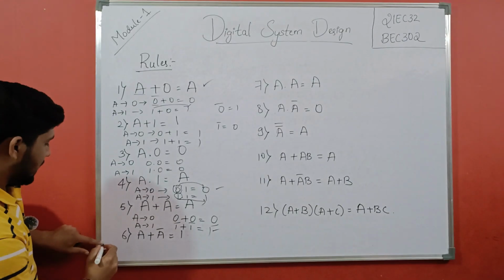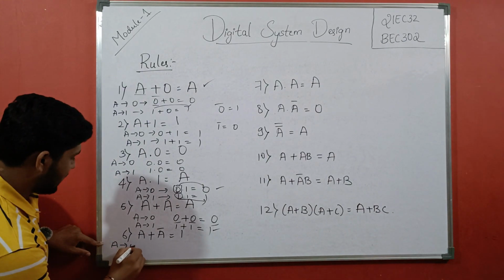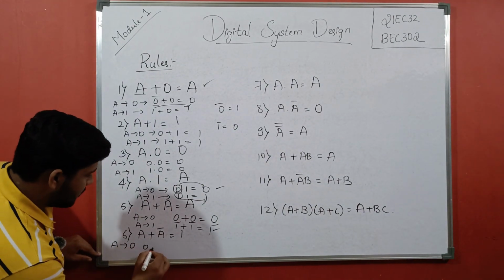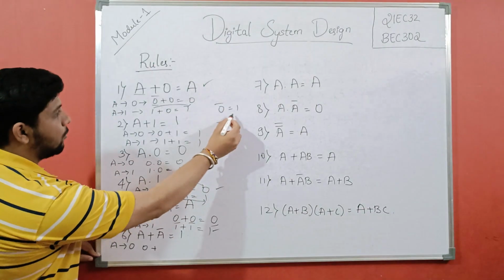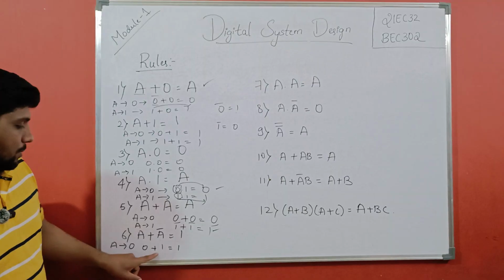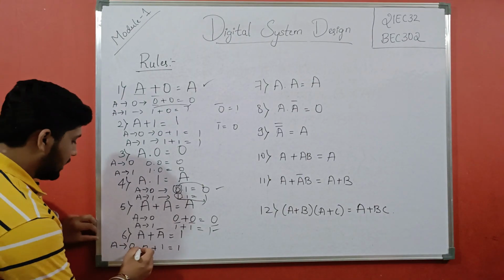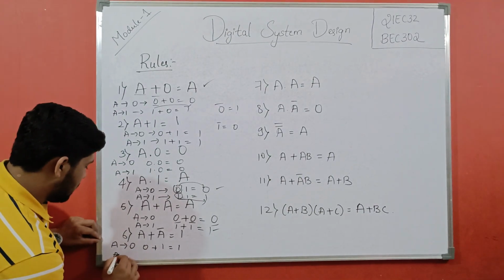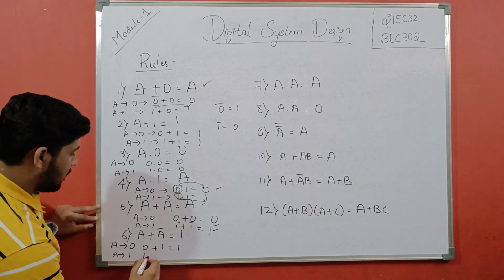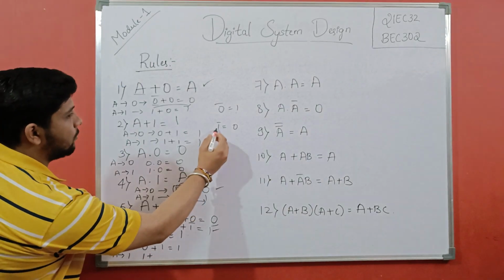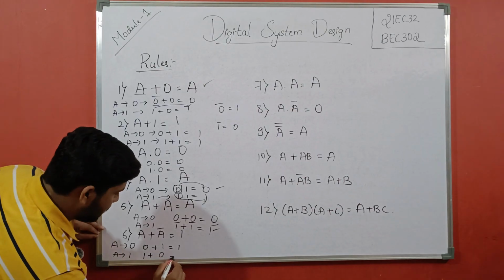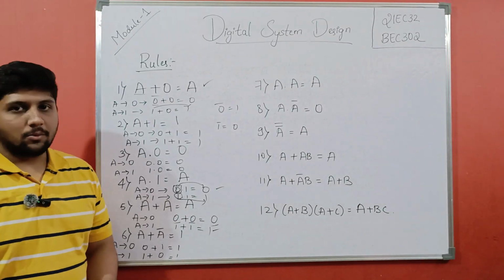Now if I take A to be 0 here, in place of A I can write 0, and A bar is what? 1, so the result is equal to 1. Am I getting the same thing? So 0 plus 1 is 1, which is true. We'll take A to be 1 here. In place of A, I can write 1, and A bar, if A is 1, so 1 bar is actually 0. So 1 plus 0 is actually 1. So this is your sixth rule.